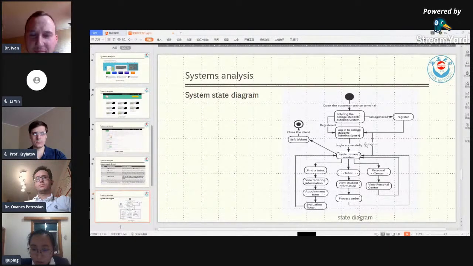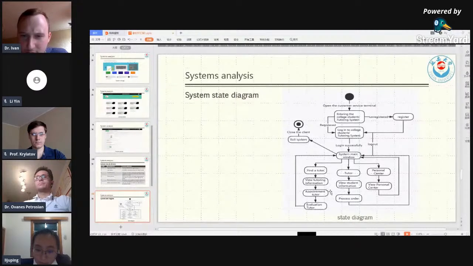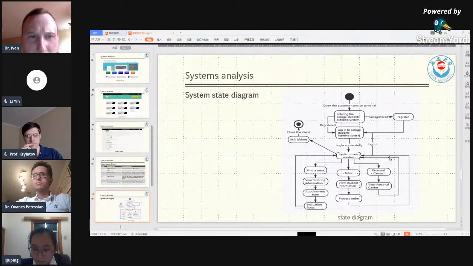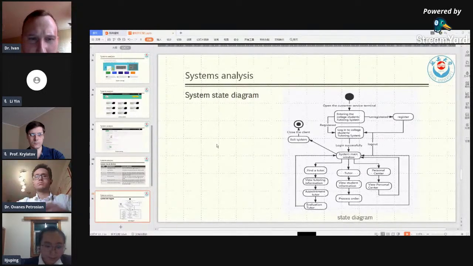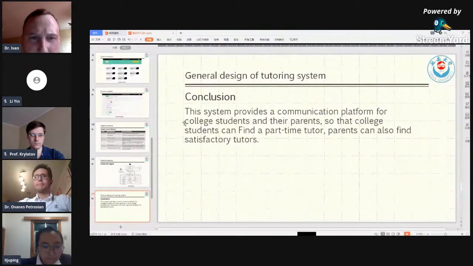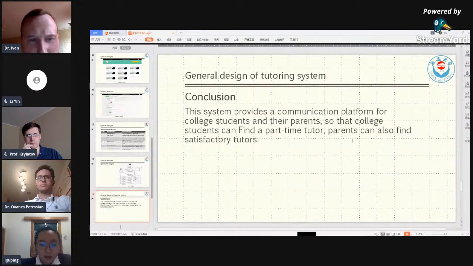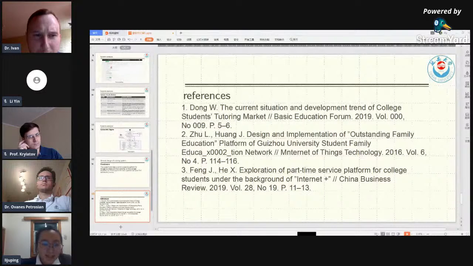When students enter our system, the student can find a tutor with tutoring information, make an appointment, and so on, and the teachers enter our system. They can tutor, view student information, process orders, and they can also enter the personal center and view the personal center. Conclusion. This system provides a communication platform for college students and their parents, so that college students can find a part-time tutor. Parents can also find satisfactory tutors. This is my reference.